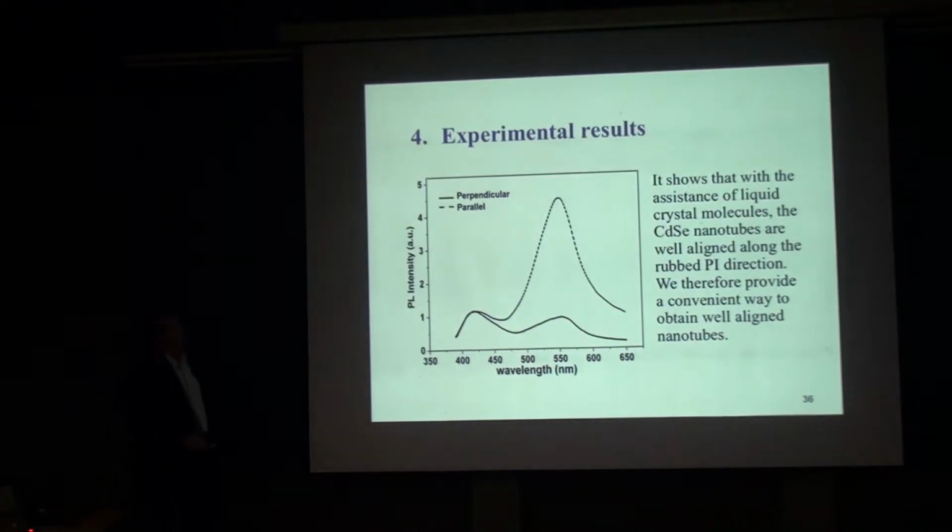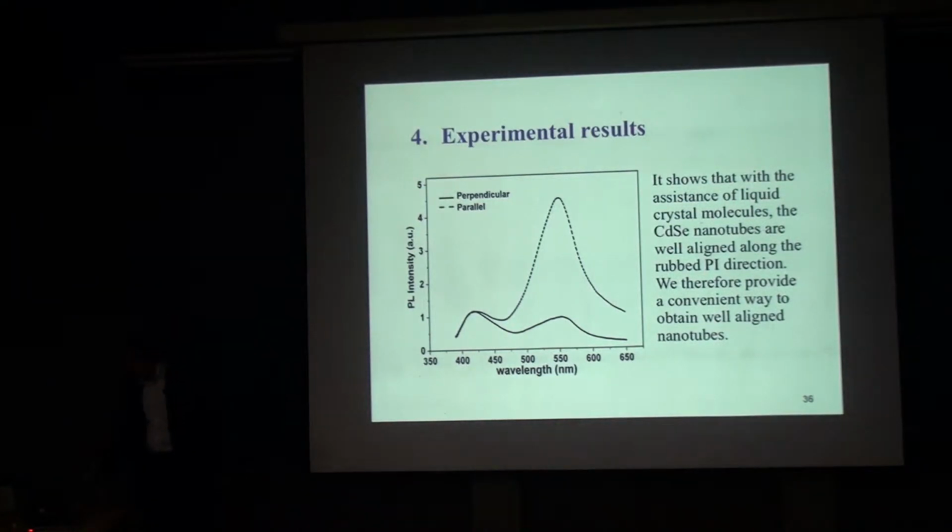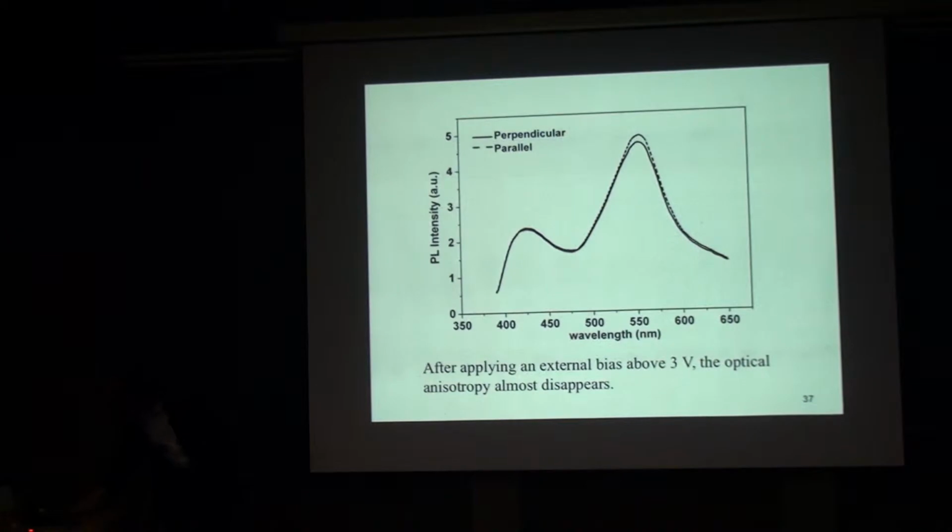So you can see this is after we add the semiconductor nanowire into the liquid crystal device, the optical property is very strongly anisotropic, which gives us evidence to show that the semiconductor nanowire right now is well aligned. Okay.